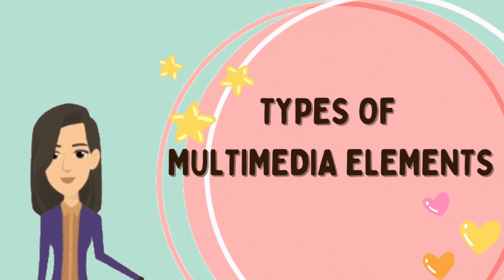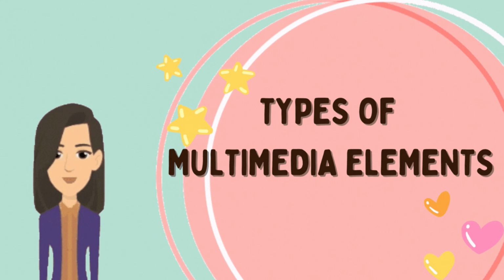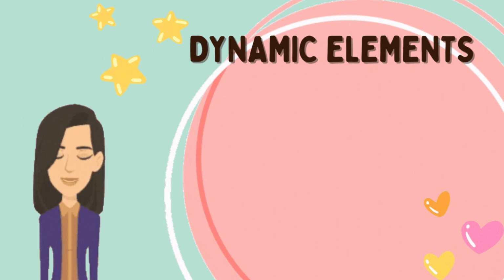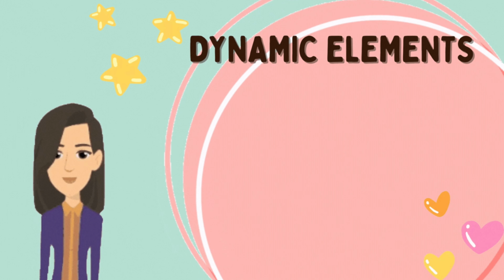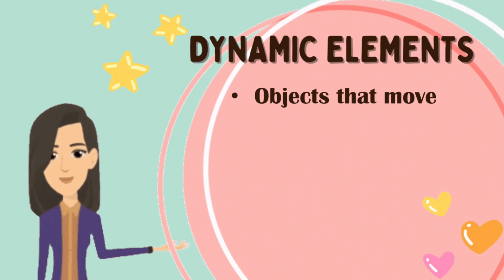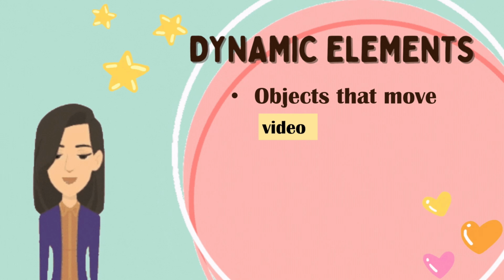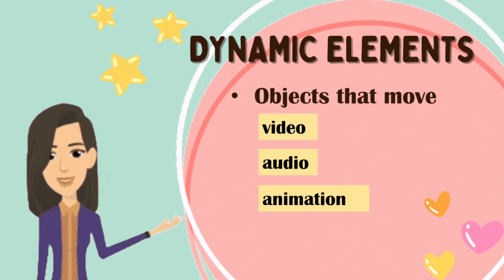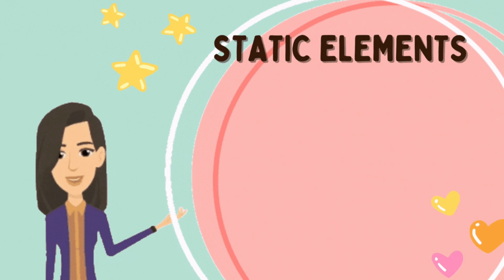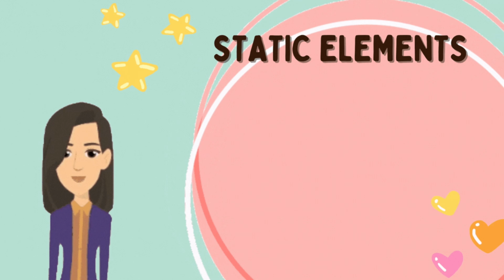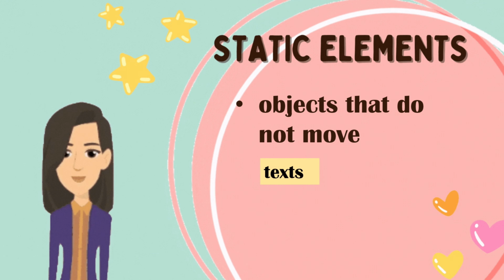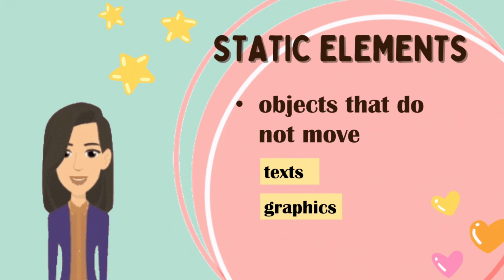It is also important to know that multimedia elements are divided into 2 parts. The first one is dynamic elements. Dynamic elements are objects that move or change, like video, audio, and animation. The other type is the static elements. Static elements are objects that do not move, like text and graphics.